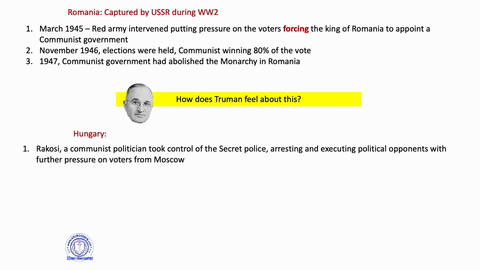Now, Rákosi is going to become the leader of Hungary eventually. He's part of the Hungarian uprising in 1956. He's very hardline, very pro-Soviet, pro-Stalin, and he starts arresting and executing all of these political opponents, which puts even more influence from Moscow on Hungary.